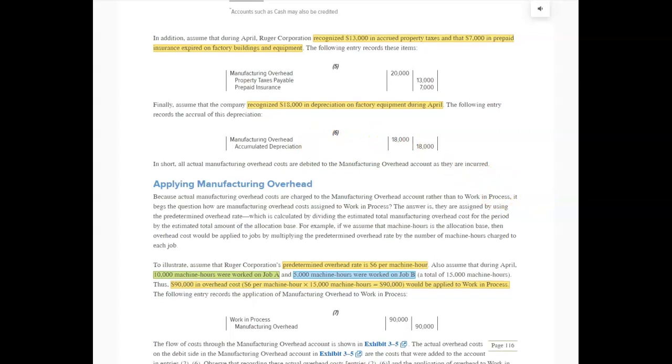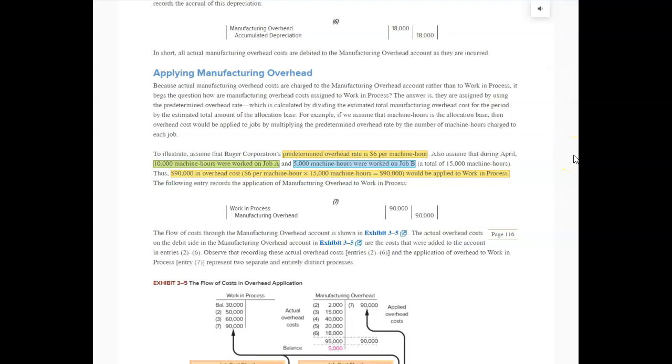Now we need to apply overhead, and this is where we use the estimate. We did this in the previous chapter. So they tell us that the predetermined overhead rate is $6 per machine hour. They've already done a lot of work for us, and we're going to use this amount. It looks like during April, 10,000 machine hours were worked on job A, 5,000 on job B, a total of 15,000 machine hours. So how much overhead should we apply to total production during April? It should be the 15,000 total machine hours times the $6 per machine hour predetermined rate, that gives us $90,000.